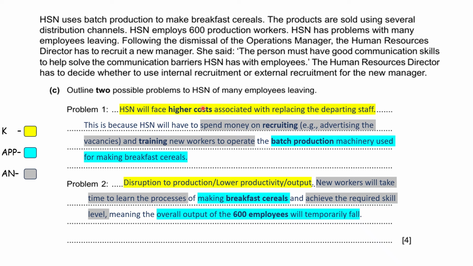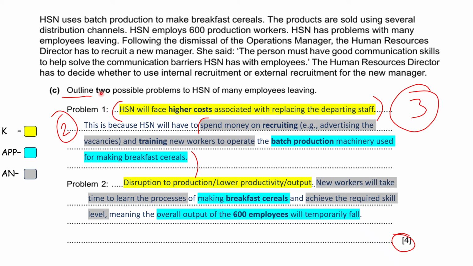Outline 2 possible problems to HSN of many employees leaving. The question is very straight. It asks you to outline 2 possible problems to HSN of many employees leaving. Now, as you see, the command word given here is outline. Whenever you see the word outline, you have to mention the knowledge first, followed by an analysis and an application. You just need to have 3 simple steps in order to get 2 full marks for this answer, since this is a 4-mark answer. So let's get started.